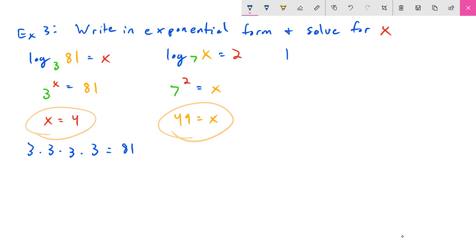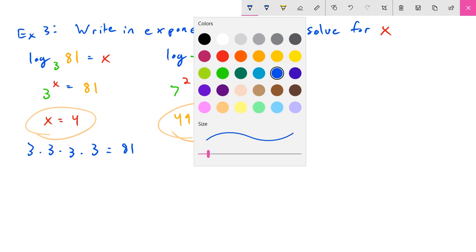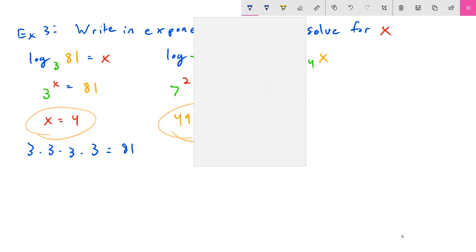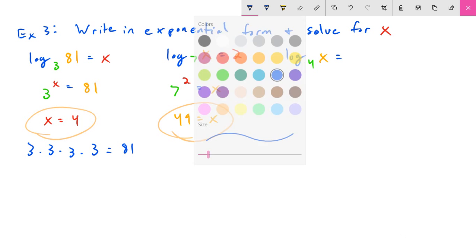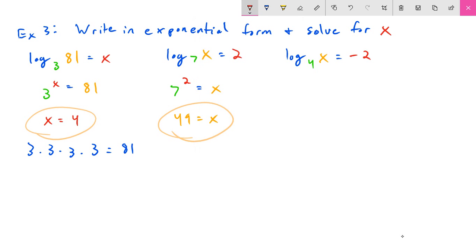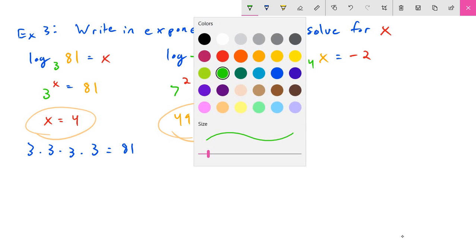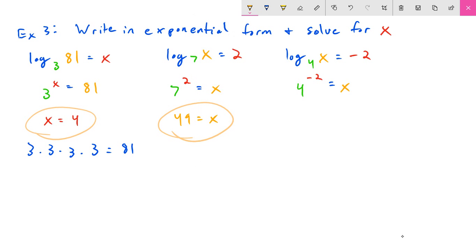Last one, log base 4 of x equals negative 2. How would you rewrite that one into exponential form? 4 to the negative 2 equals x. Exactly. Perfect. X equals 1 over 16.